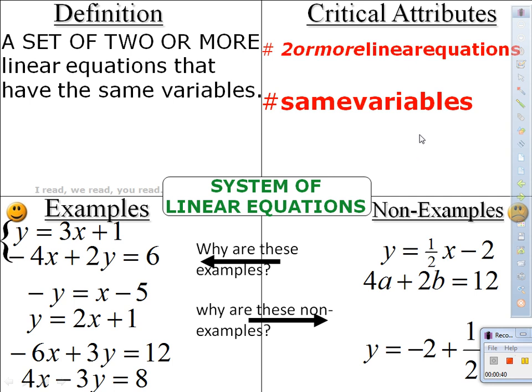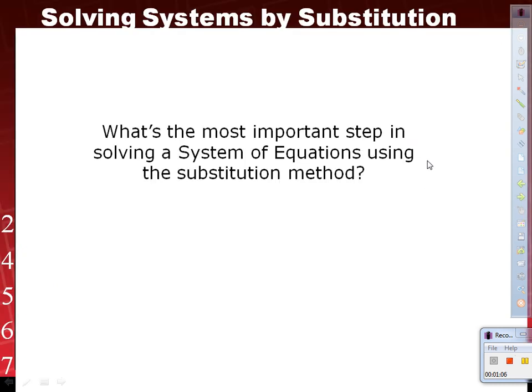In the summary section of your Cornell notes, because for second semester we're going to be filling out our summary, write this down. What's the most important step in solving a system of equations using the substitution method? Copy that. Once again, we're going to answer that in our summary box. You can put it above or inside, as long as you leave space in there to answer the question.